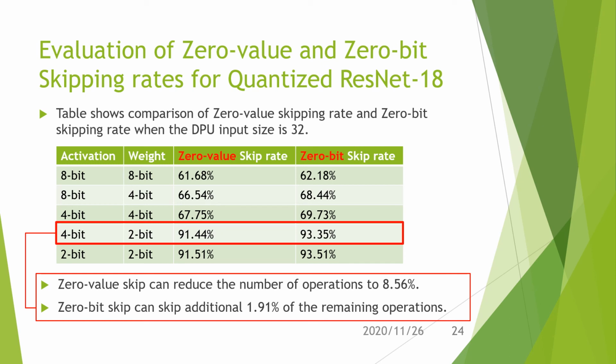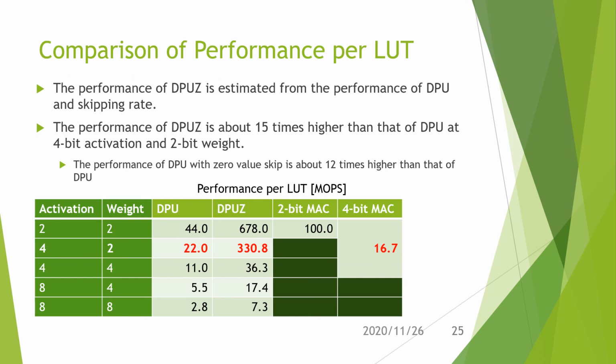We evaluated the 0-value skip rate and 0-bit skip rate for quantized ResNet 18. The table shows the comparison of the 0-value skipping rate and 0-bit skipping rate when the DPU input size is 32. The performance of DPUZ is estimated from the performance of the DPU and the skipping rate. The performance of DPUZ is about 15 times higher than that of the DPU at 4-bit activation and 2-bit weight.